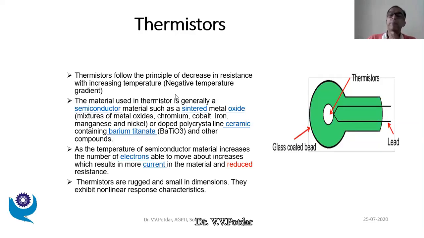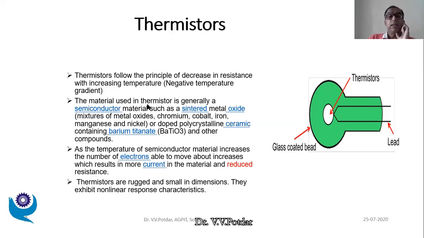So that is negative temperature coefficient of resistance. This is how the construction looks. You have the thermistor, these are the lead wires which are taken out, and this is a glass coated bead which acts as a protective sheet for this thermistor. The thermistors being fragile, very thin and very sensitive, are to be enclosed in a sheet.